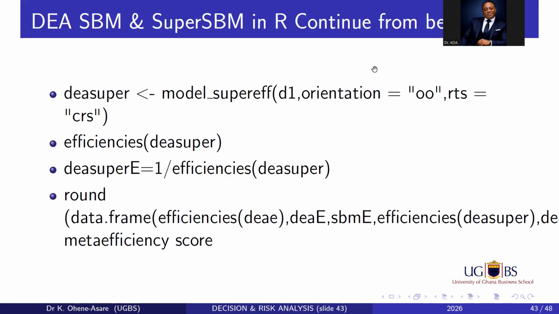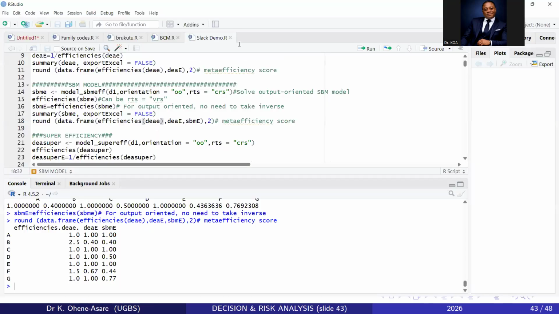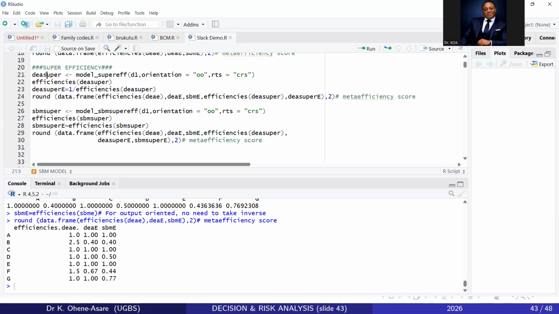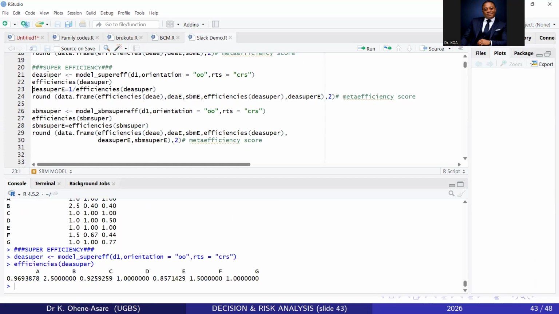Okay, so now let's go and run the super SBM in the software. That's a super SBM. We are going to continue, as if we finished the previous one. I'm going to run the SBM. I'm going to super efficiency here. So I'm going to run, first of all, the DEA super efficiency, the one by Anderson and Peterson. I'm running that and showing the results here.